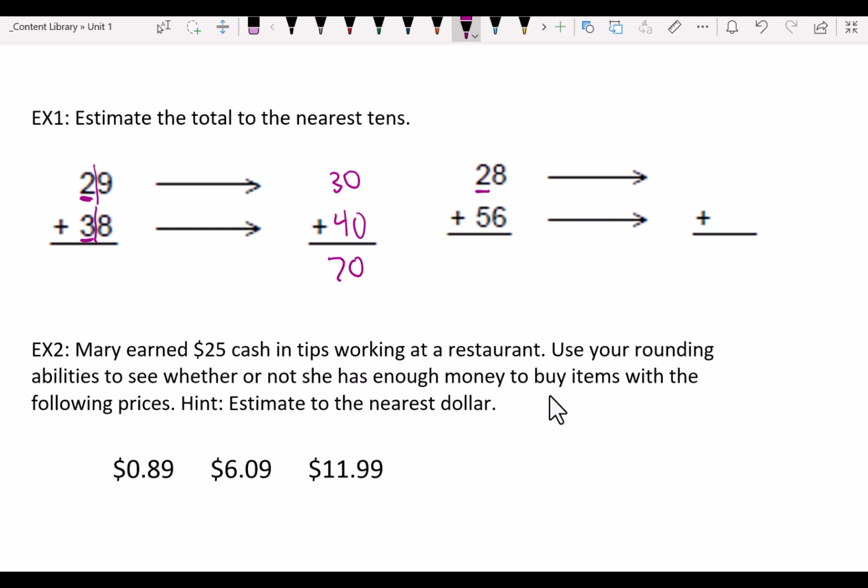And then in this case, we look to the right of the 2. It's an 8, so we bump that up to a 30. Here, we look to the right of the 5, which is a 6. We're going to bump that up to a 60. 30 plus 60 is 90.